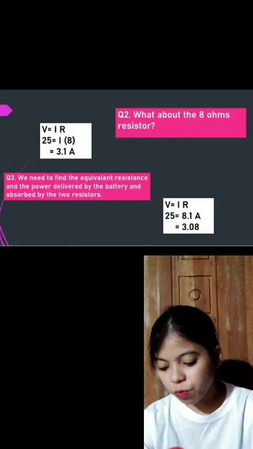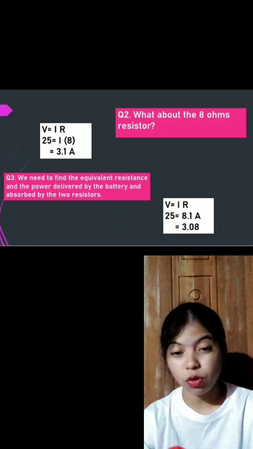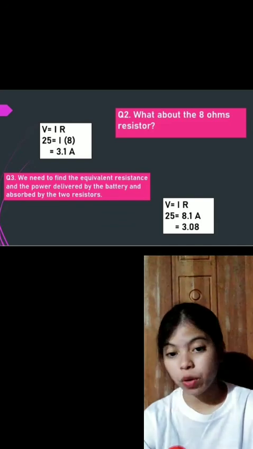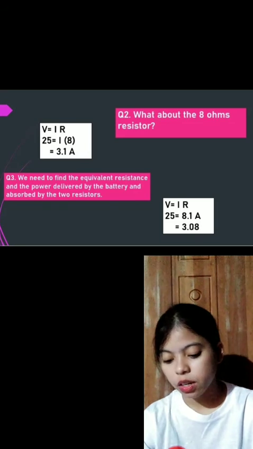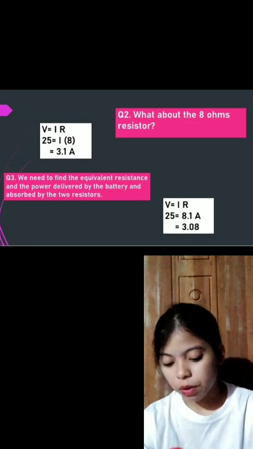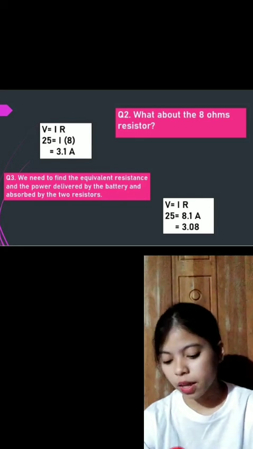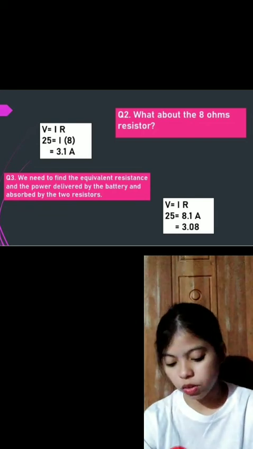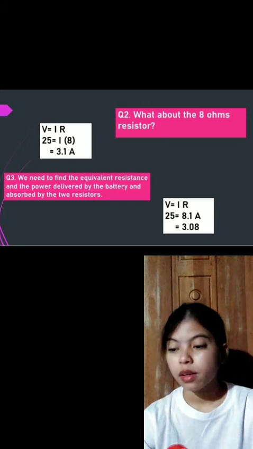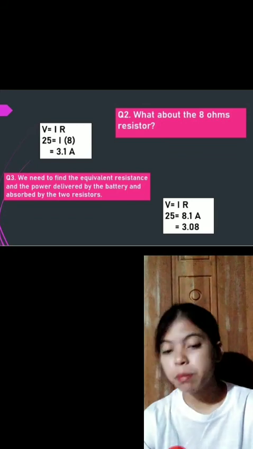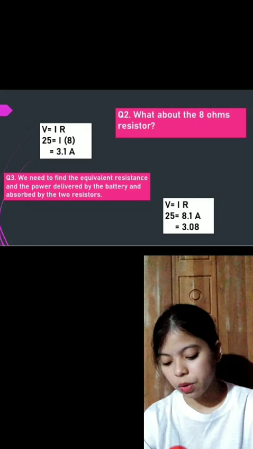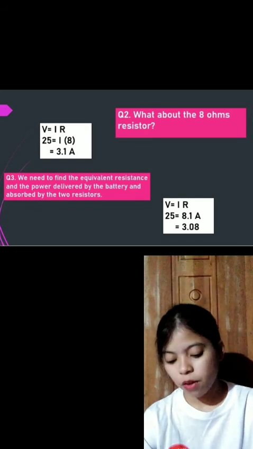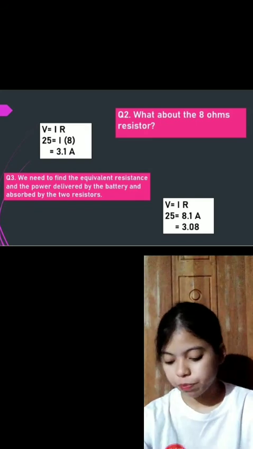So let's find the current that flows through using the same equation. V equals I times R, the voltage is 25 and the resistance is 8, so 25 divided by 8. The result is 3.1 amps flowing through the 8 ohm resistor. So 5 plus 3.1 gives 8.1 amps flowing in this direction.